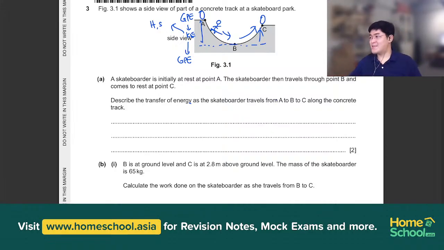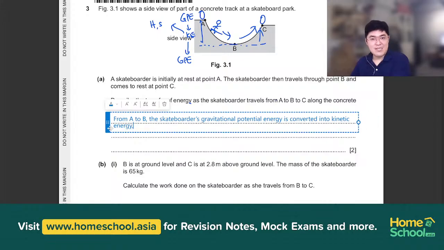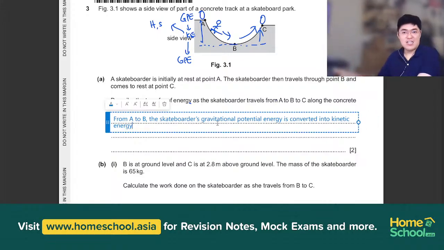So let's answer this question, okay? Let's write down our first part. First point, from A to B. The skateboarder's gravitational potential energy is converted into kinetic energy. That's the first part.